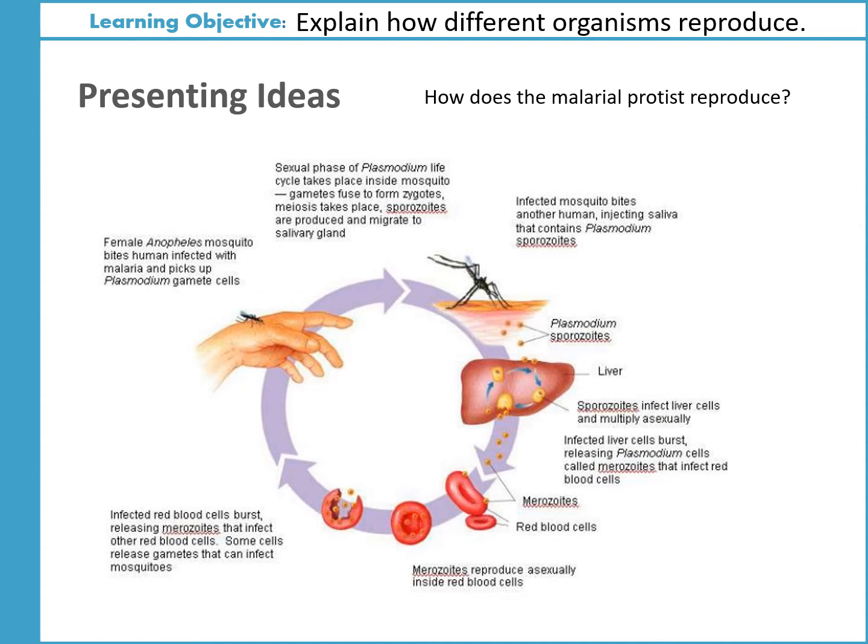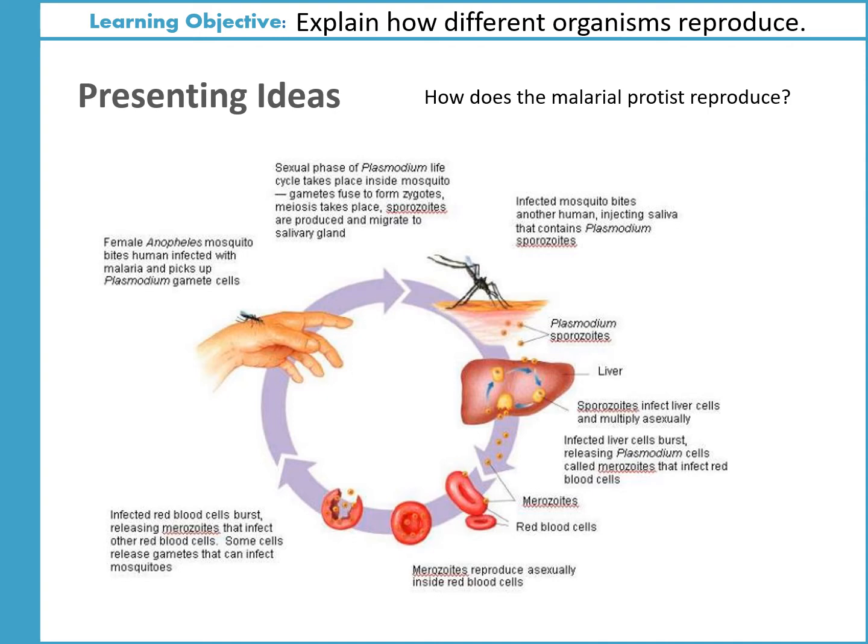So initially, let's start with the parasite being injected into a human by a mosquito when the mosquito bites the human. There are cells in the Plasmodium which produce specific cells called merozoites, and these can infect red blood cells, and this is what makes us ill. The merozoites reproduce asexually inside the red blood cells. They cause the infected red blood cell to burst, and some of the cells that are released from that red blood cell are gametes.